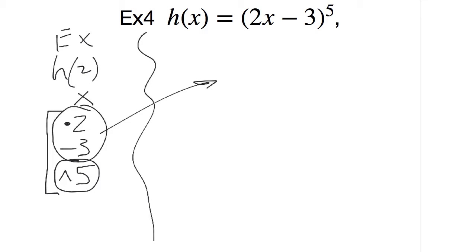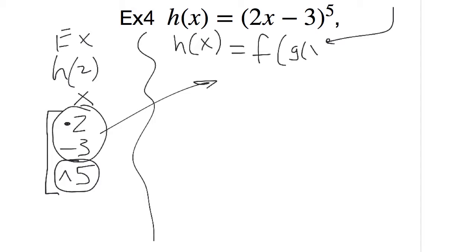Let me explain why. Well, if h of x, I'm just rewriting the instructions down here, if h of x is going to equal f as a composition of g, then that means that f of g of x must be equal to h. So let's bring the first two functions in and make them g.